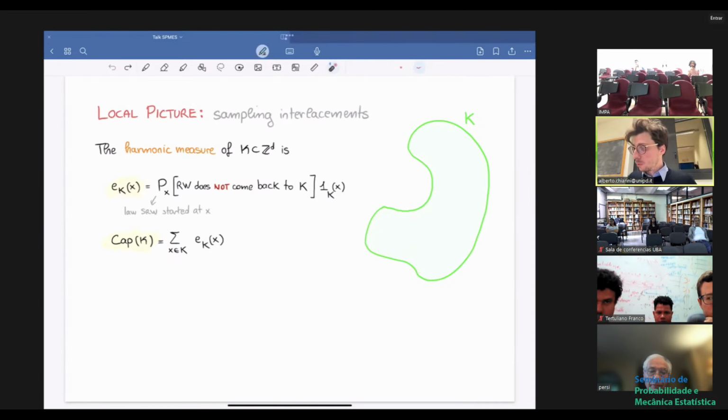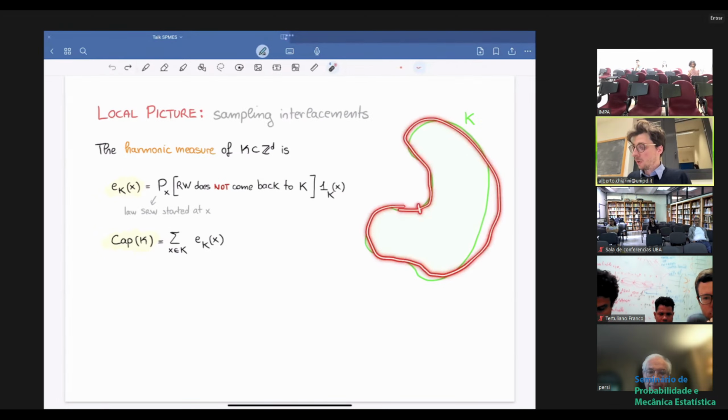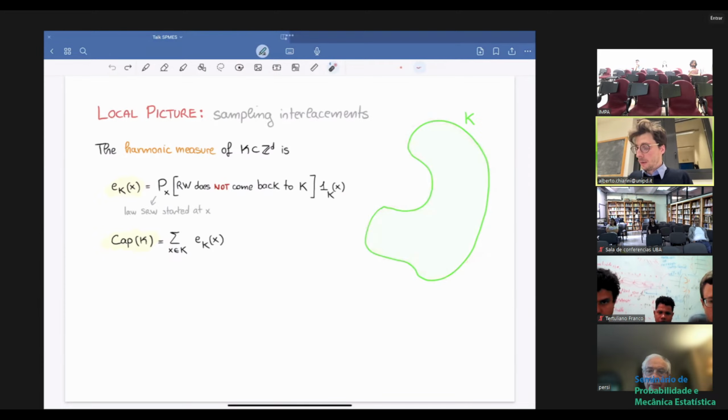One way to construct this random subset of Z^d, this interlacement set, is as follows. I consider the harmonic measure of the set K, this is my K, and I consider the harmonic measure on the boundary. This is just the probability that the random walk does not come back to K if started from the boundary. Then this defines a measure on the boundary, and the capacity is just the total mass of this measure.